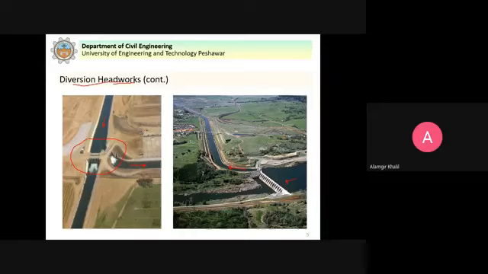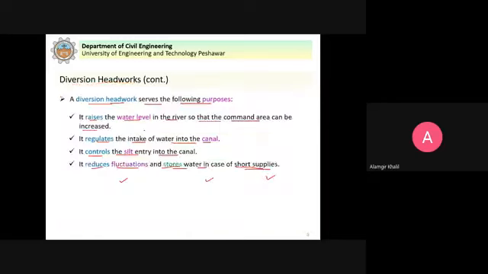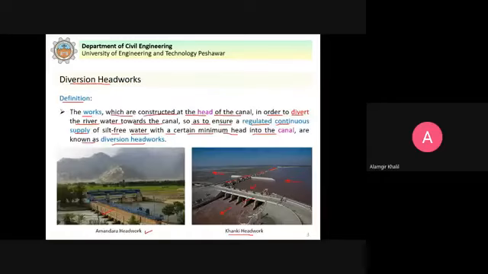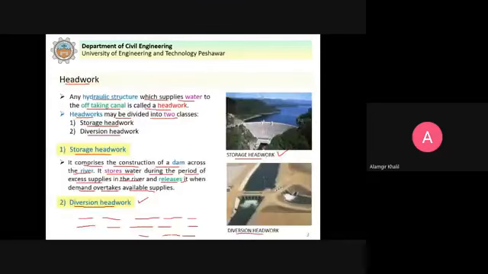We can also have storage headworks, as we discussed, in which case we can construct a dam here. These are storage headworks, and from the dams we can also divert canals. For example, we discussed the Ghazi Barota power channel. That is actually the canal which takes water from the Tarbela dam.